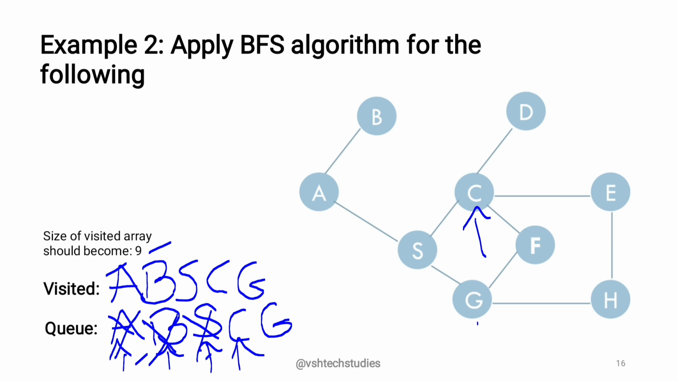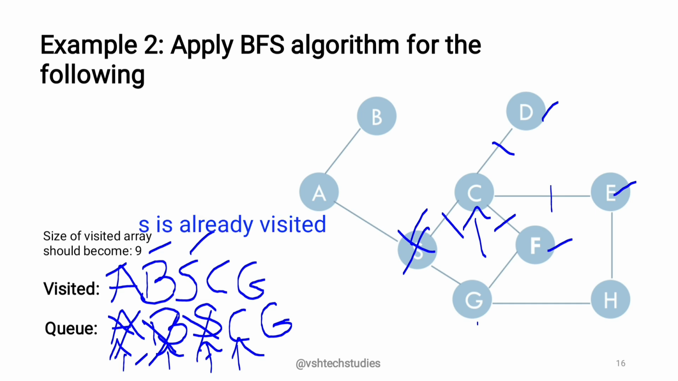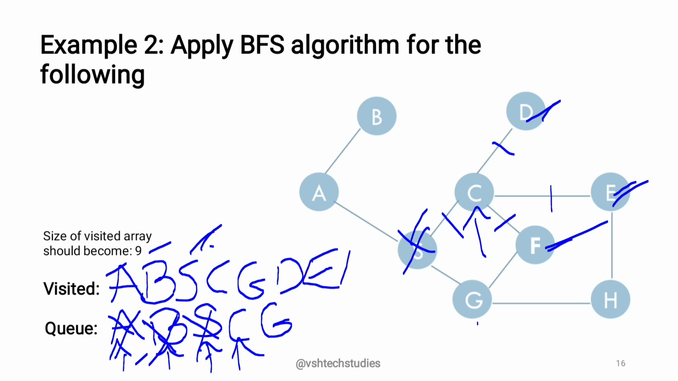C's neighbors are: it is connected through a link to D, another link to E, another link to F, another link to S. There are 4 neighbors. Out of these, S is already done. The remaining are D, E, F, which are not visited, hence they are put into the visited list here. And to consider their neighbors next, they are also put into the queue. So with C the procedure is over.